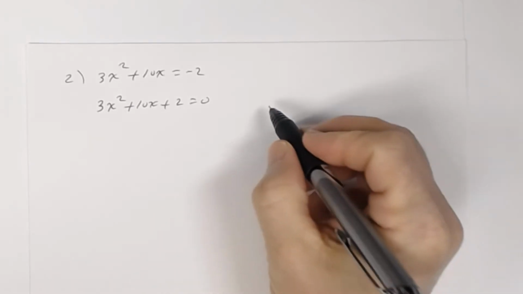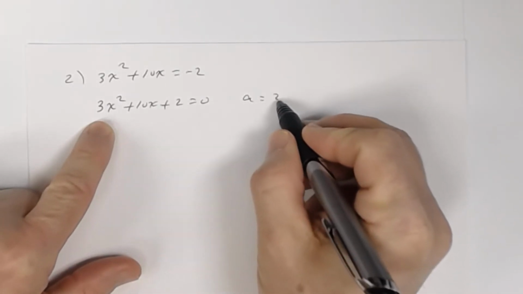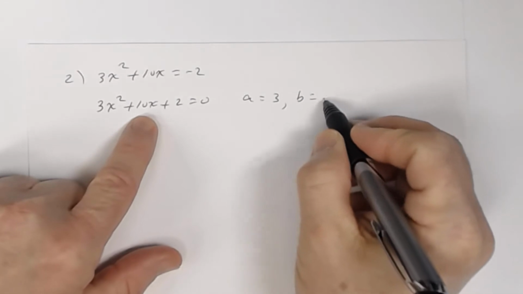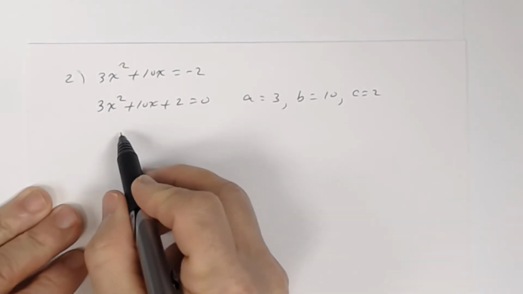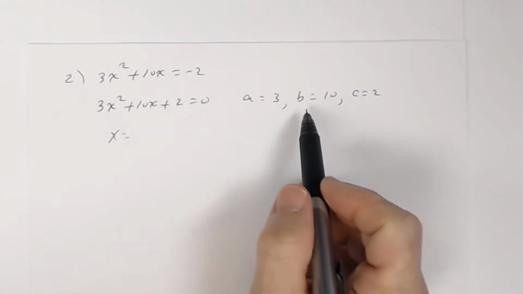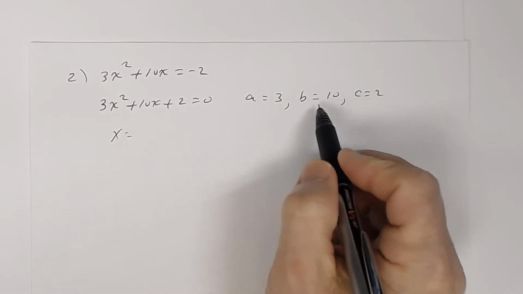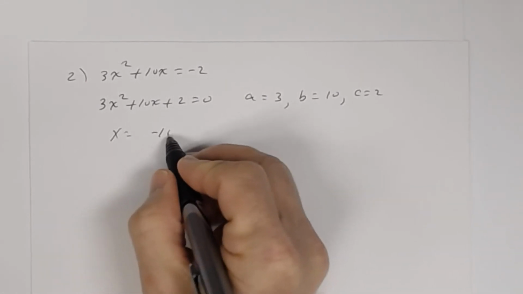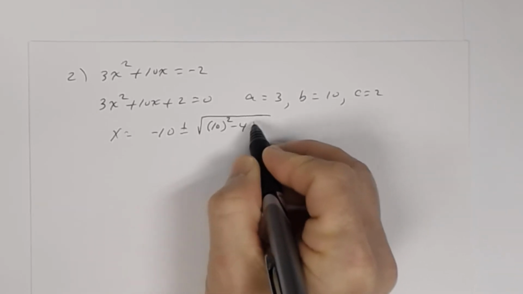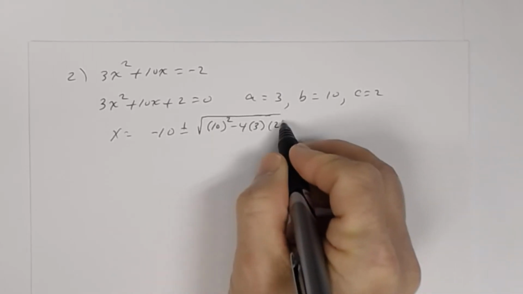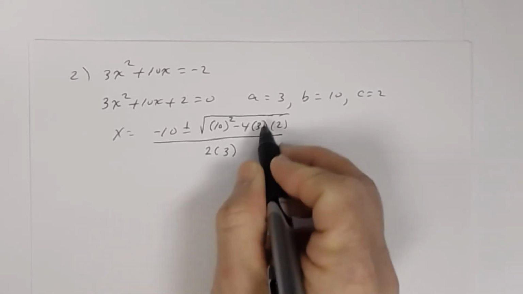So now it's in standard form, and now I'm going to go ahead and determine a, b, and c. So a is a coefficient of x squared, so that's 3. B is a coefficient of x, so that's 10. And c is your constant, so that's going to be 2. So now substituting into your formula, I get x equal the opposite of b. So remember, you read this part here as the opposite of b. So b is 10, the opposite of 10 is negative 10. Plus or minus the square root of, in parentheses, b, which is 10 squared, minus 4 times a, which is 3, times c, which is 2. All of that is being divided by 2 times a, which is 3.